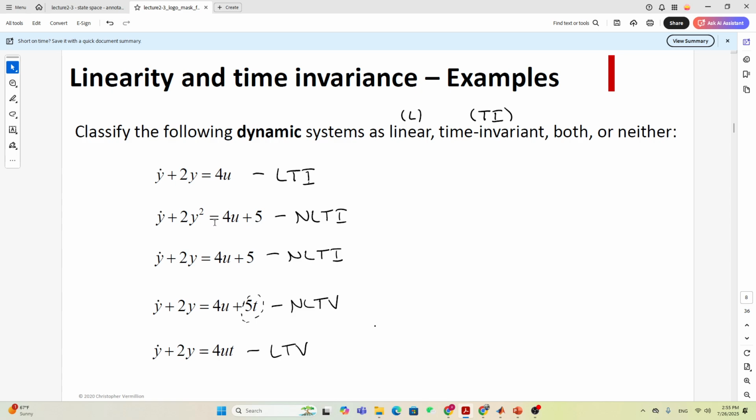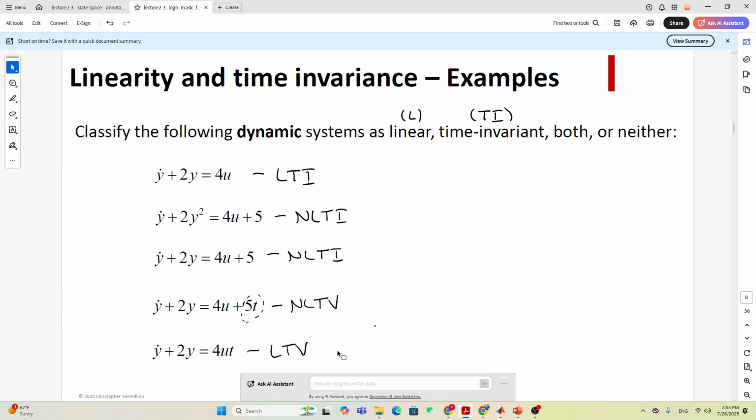The second one, we have y squared and a standalone constant, so that's a nonlinear time invariant system. The third one is nonlinear because you have the standalone constant. The last one, though there was no standalone constant, the time t comes out as a standalone term, but it's not explicitly dependent on t. So it still becomes a nonlinear time invariant system.